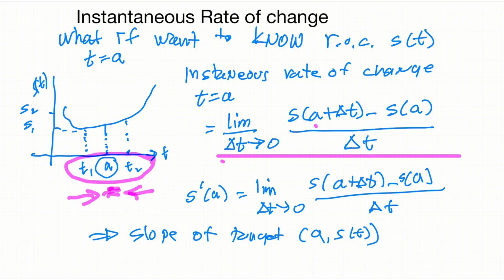So it's just going to be, we want to draw a tangent line right here. That's where it's going to be, at that point A, s of t.